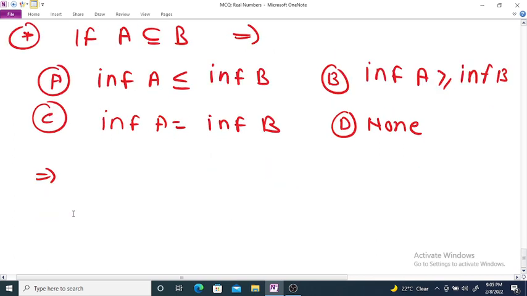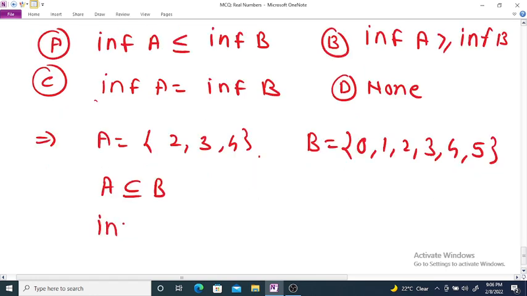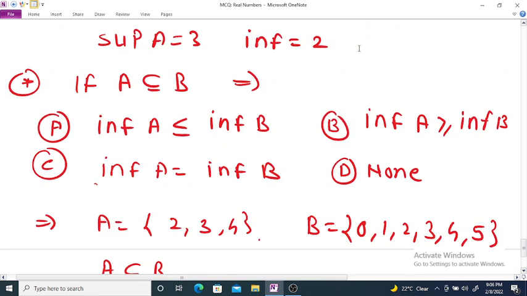For example, if we take a simple example, say here A is equal to {2, 3, 4}, and B is equal to say {0, 1, 2, 3, 4, 5}. So here A is a subset of B, and the infimum of set A is equal to 2, and the infimum of set B is equal to 0. So here infimum of A is greater than or equal to infimum of B. So the correct option is: infimum of A is greater than or equal to infimum of B.